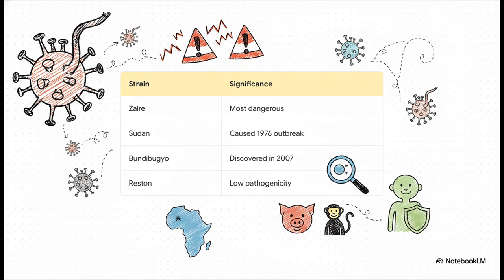You've got Zaire, which is the most dangerous and causes the largest outbreaks. Then there's Sudan, responsible for one of those original 1976 outbreaks, and Bundabaguyo, discovered later in 2007 over in Uganda.